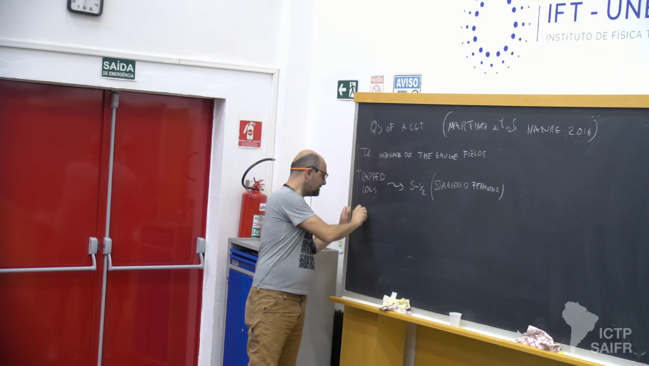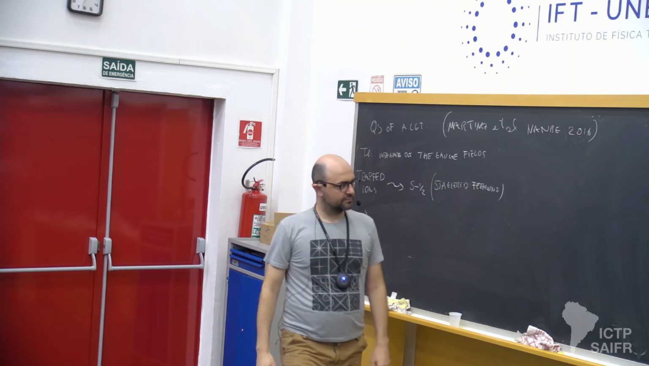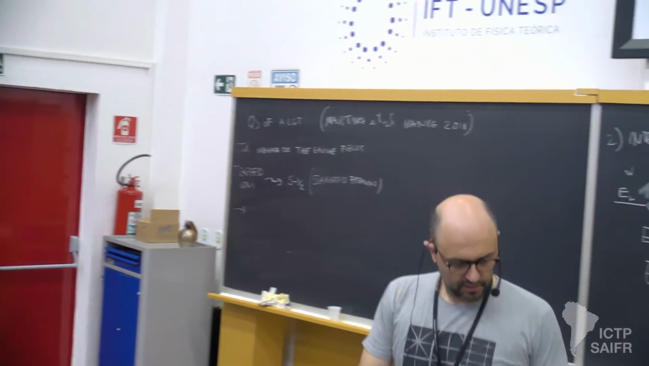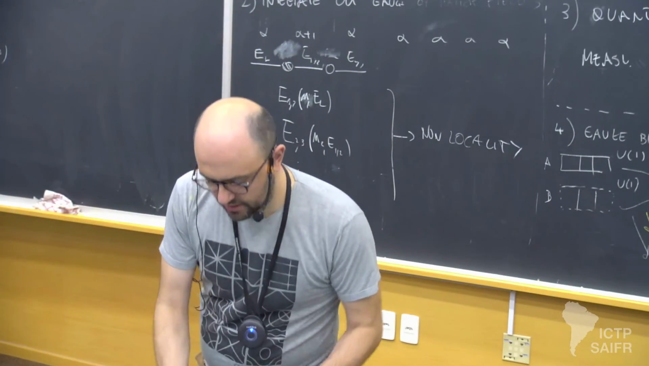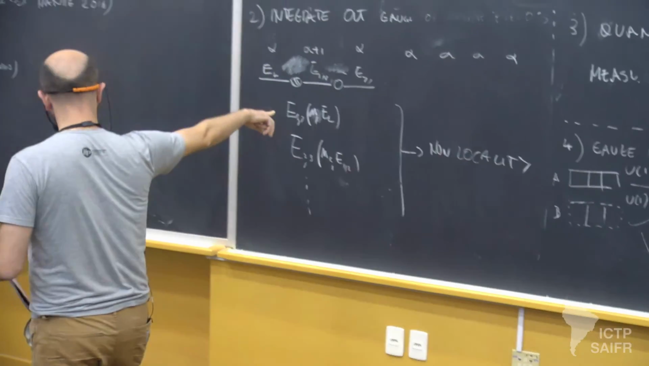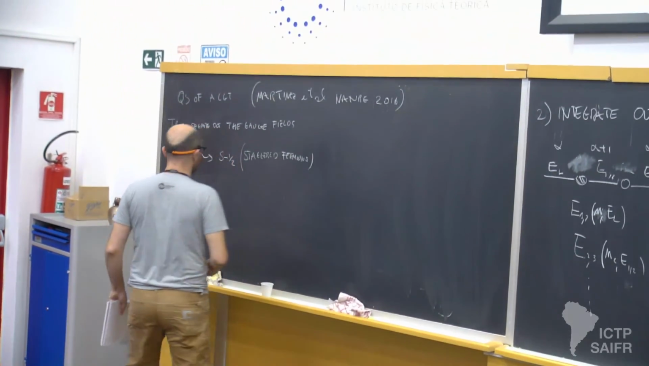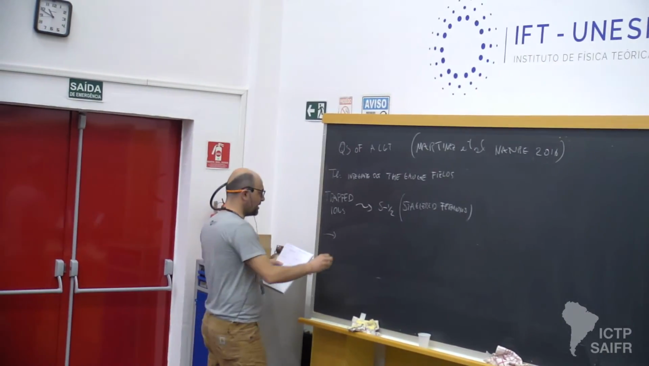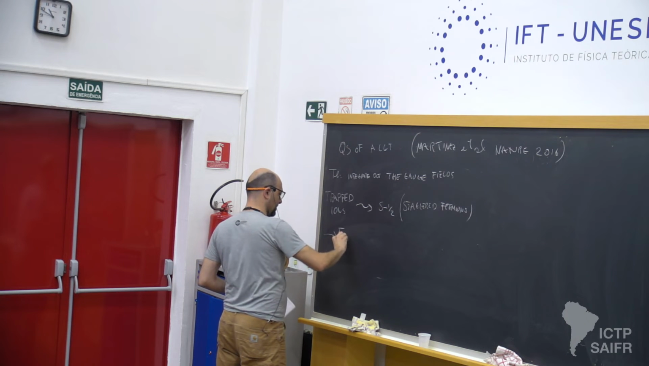Now, how does the integration of the gauge field work? And now I would like to do this in a bit more detail. It is essentially writing down these equations correctly. Okay? So suppose that you have a given boundary condition, okay? That EL is fixed.